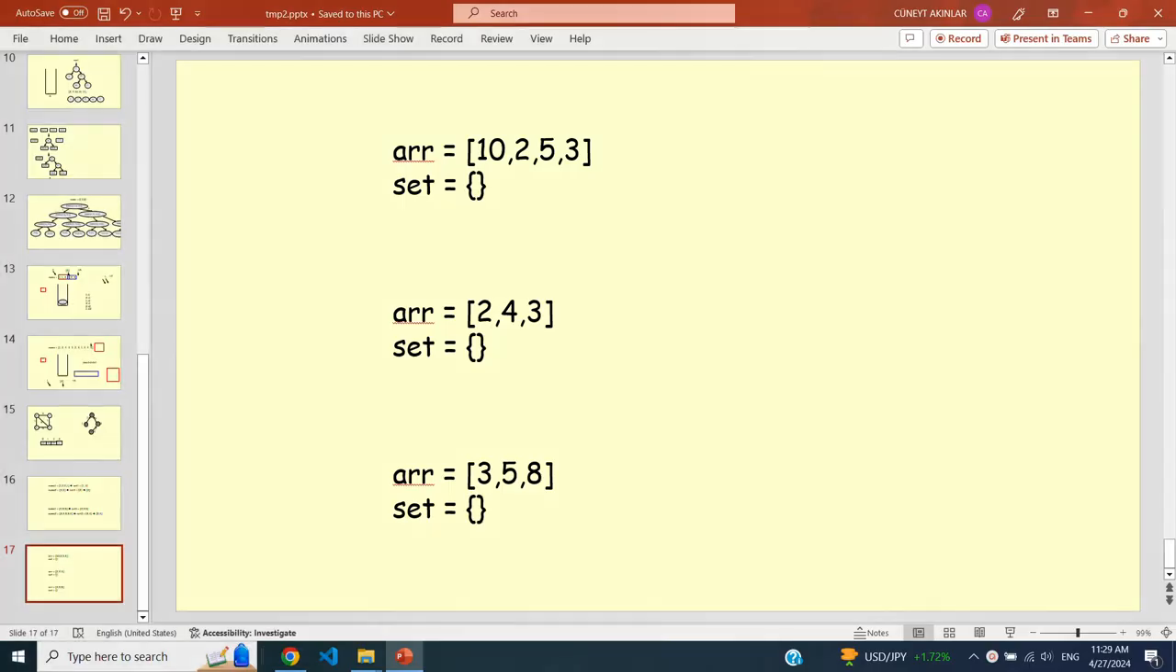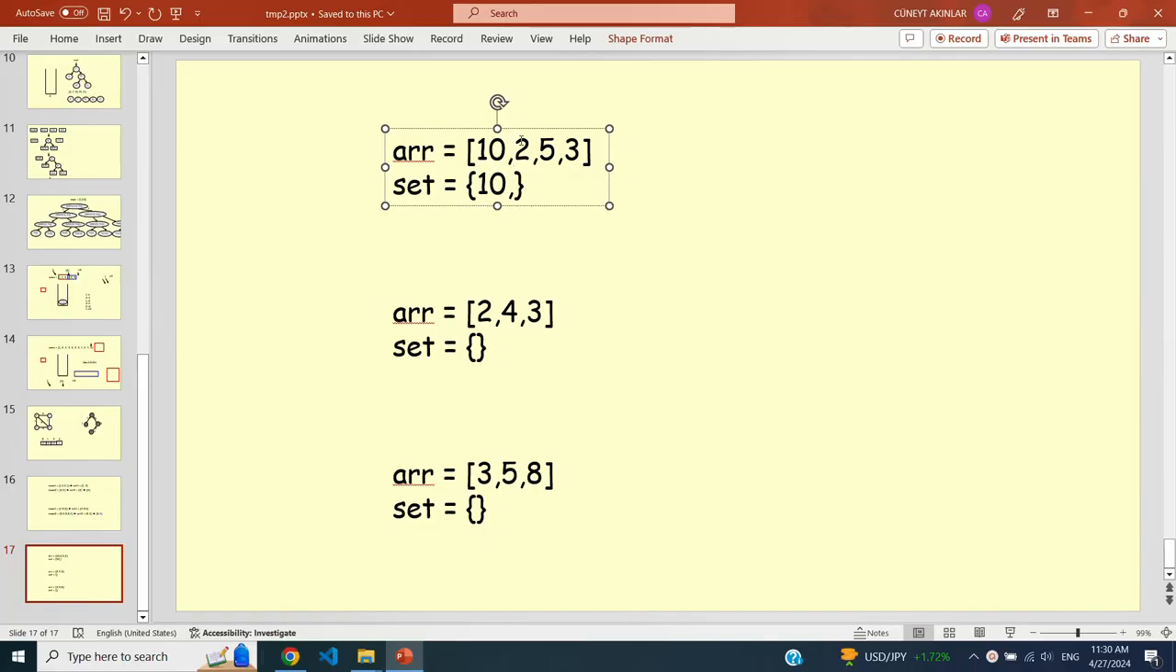Let's see how we can solve this problem. The idea is as we walk over the elements of this array, we are going to insert them into a set so that we can do the search operation. So initially the set is empty. We process 10 at the beginning. We ask if 20 exists in the set so far. No. If 5 exists in the set. No. So I insert 10.